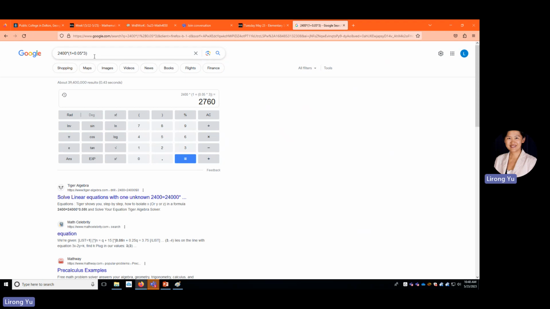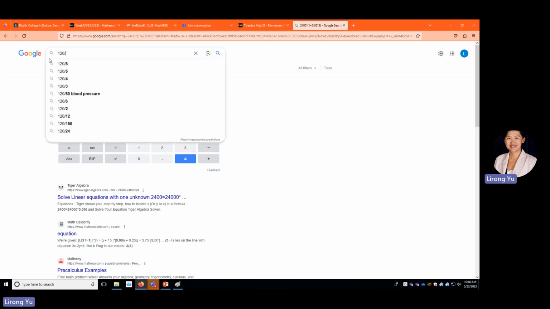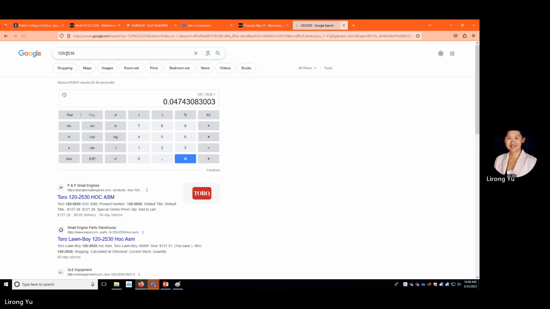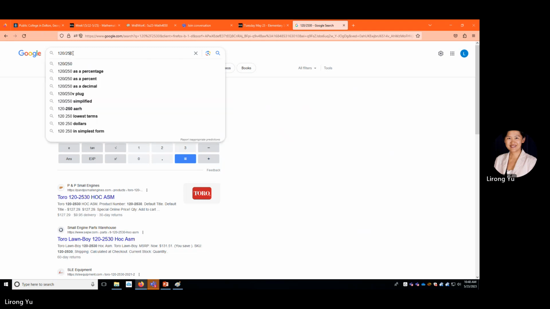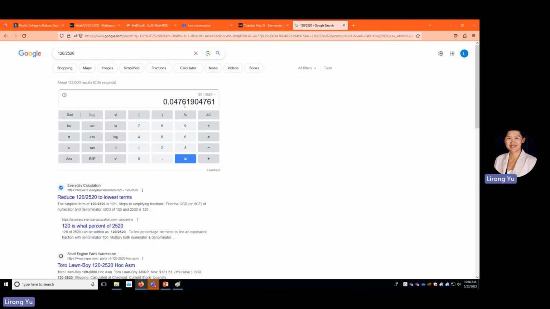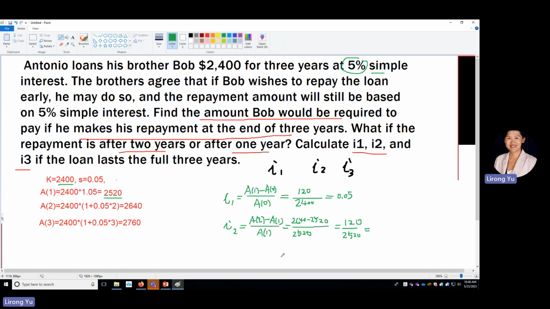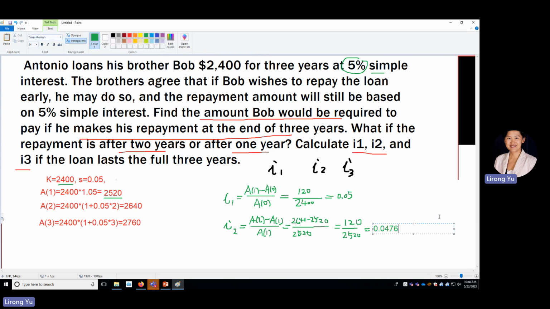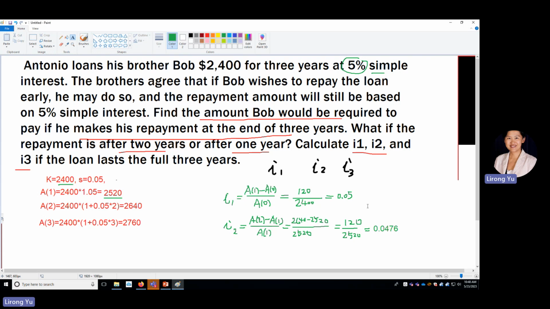So we have 120 divided by 2520. That's the interest rate. It's actually slightly smaller than 5% because the denominator is not 2400. Same thing for I3, and you can calculate I3 based on our definition. It's going to be even smaller. And that kind of makes sense.